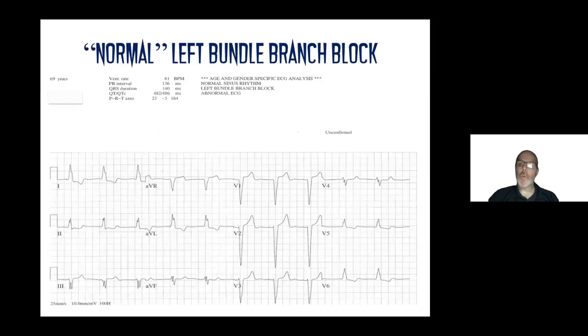Well, we know what's normal for right bundle branch block. You would expect it to be wider than usual. You'd expect an underlying supraventricular rhythm, and you would expect some ST depression in leads V1, V2, and V3. What's normal with left bundle branch block?